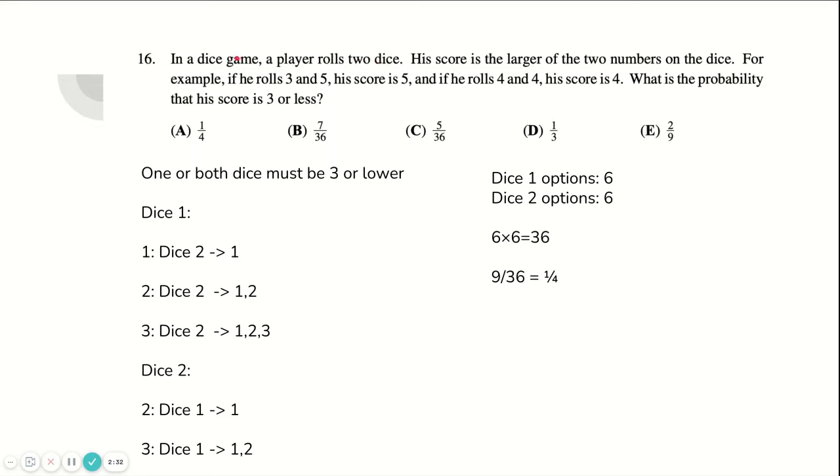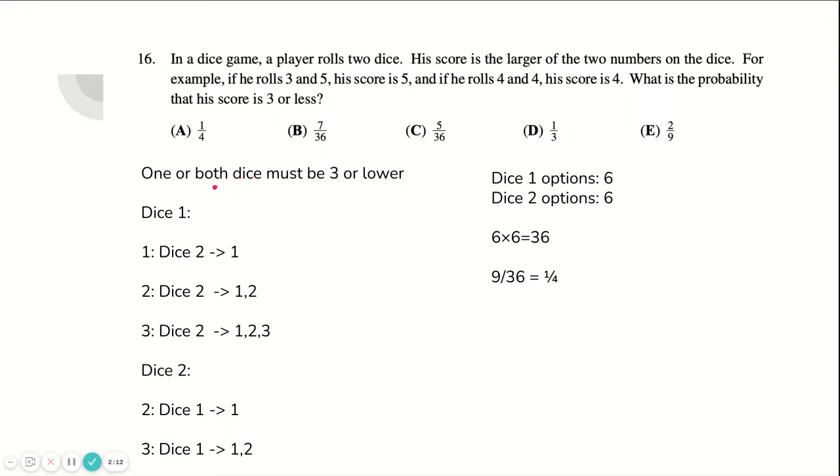16. This is talking about a dice game. Basically, his score is the larger of two numbers on a dice if a player rolls a dice. What is the probability that his score is 3 or less? So how do we find this?